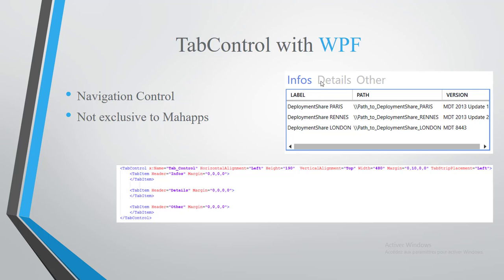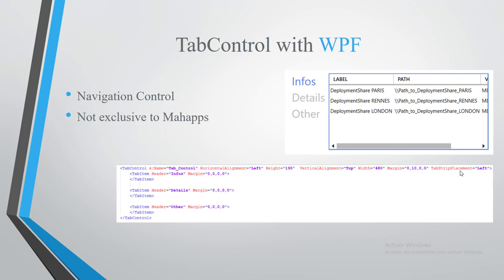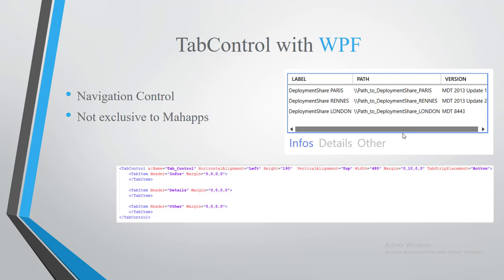The tab control here could be displayed where you want. By default here, I display it to the top. If you want to display it to the left, just change the tab strip placement attribute to left like this, and the tab control will be displayed to the left. If you want to display it, for instance, to the bottom of your GUI, just change left to bottom and the GUI will be displayed just like here.